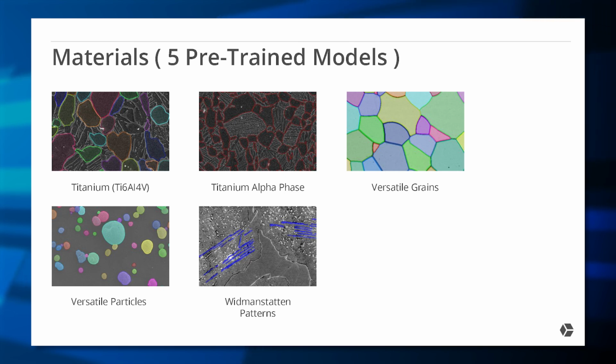For materials, we have 2 different titanium grain models. We have a versatile grains model. This is a model that can be used on a very wide variety of grain structures. Versatile particles model, and again, Widmanstätten patterns.